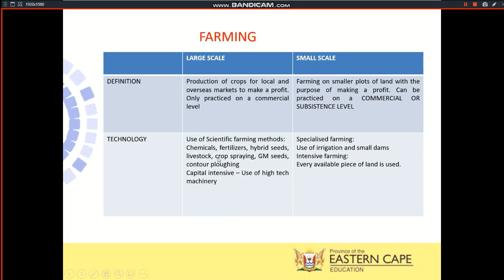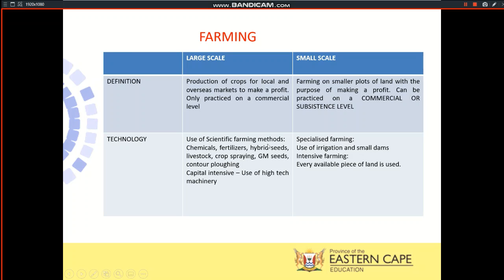Technology, how does that contribute? In the modern era, we make use of scientific farming methods. And here we use chemicals, fertilizers, hybrid seeds, livestock, crop spraying, genetically modified seeds, contour plowing, capital intensive use of high-tech machinery. Small-scale, specialized farming, use of irrigation, small dams, intensive farming, where every available piece of land is used.